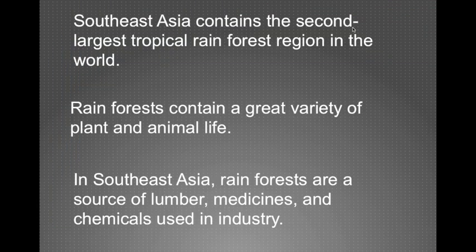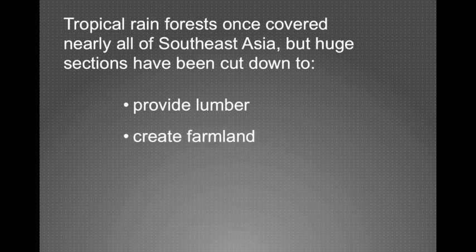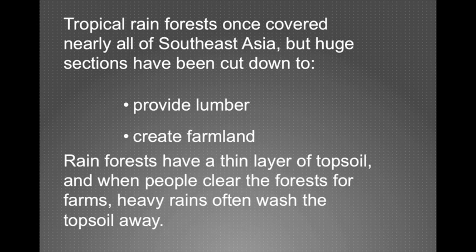Southeast Asia contains the second largest tropical rainforest region in the world. Rainforests contain a great variety of plant and animal life, and in Southeast Asia, rainforests are a source of lumber, medicines, and chemicals used in industry. So tropical rainforests once covered nearly all of Southeast Asia, but huge sections have been cut down to provide lumber and create farmland. Rainforests have a thin layer of topsoil, and when people clear the forest for farms, heavy rains often wash the topsoil away.